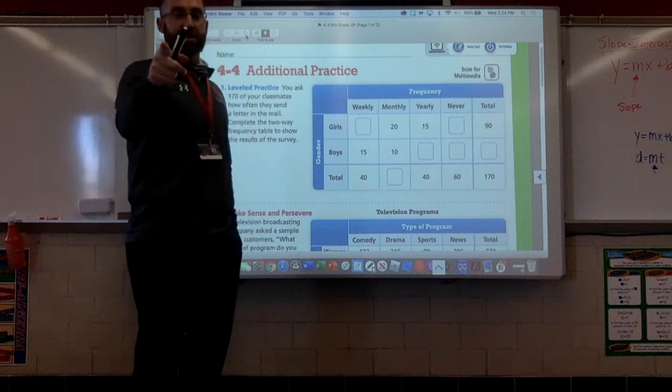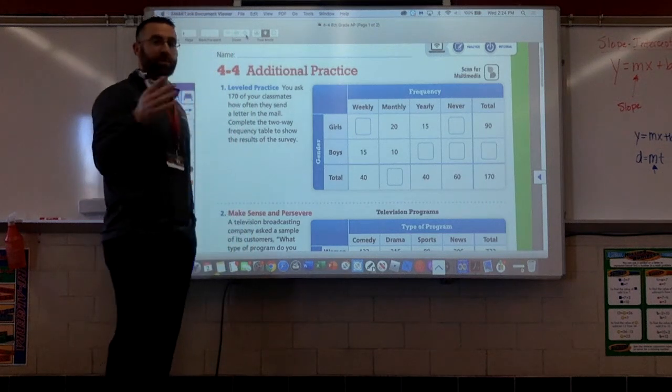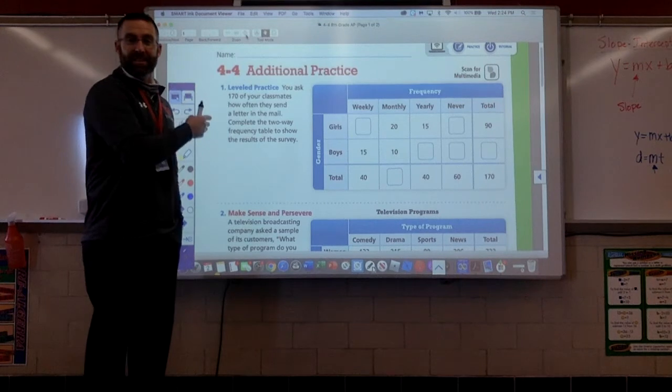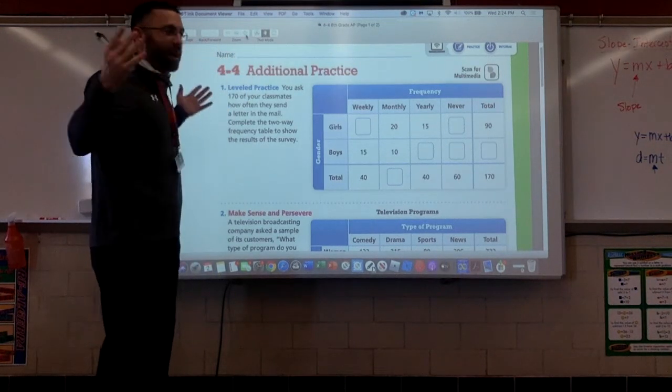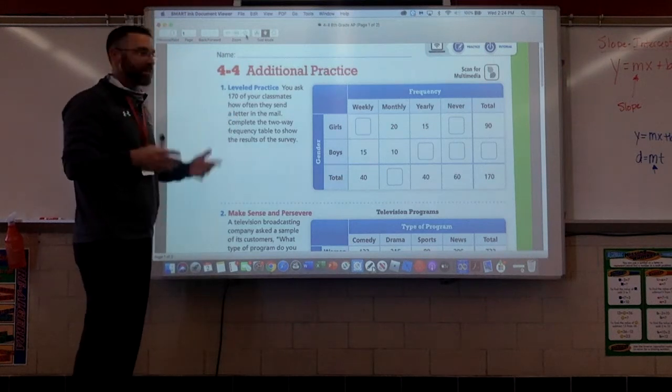Additional practice, page 37, 38 in your packet. All we're doing is looking at some numerical data in two-way tables. Add the rows, add the columns, total it up. Not a big deal. Use it, interpret the information.